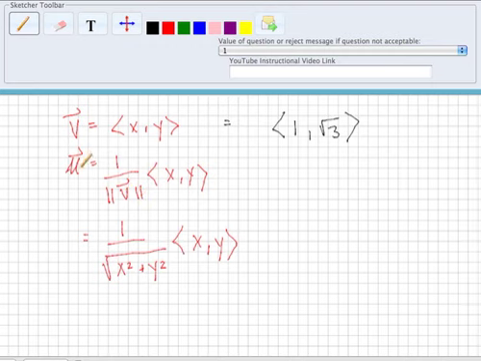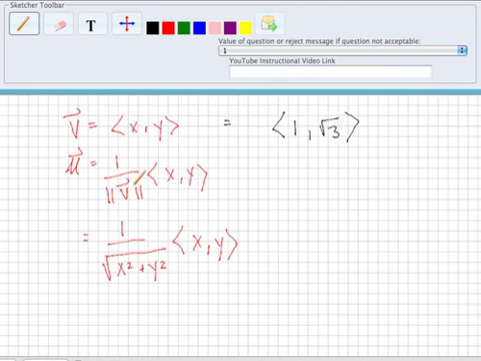So to get u, we divide by the magnitude of v, and the magnitude of v is going to be the square root of x squared plus y squared. So this will help us get to our unit vector, and from there it's just simplification and distribution. So let's apply this to our problem. Our vector v is 1, square root of 3.